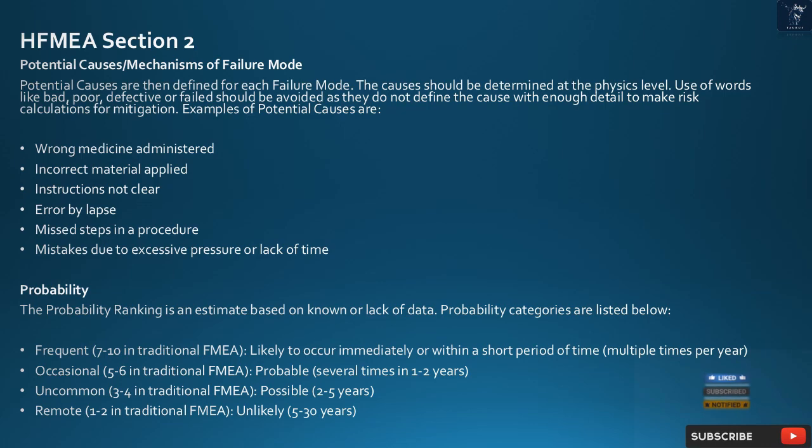Probability. The probability ranking is an estimate based on known or lack of data. Probability categories are listed below. Frequent, 7 to 10 in traditional FMEA, likely to occur immediately or within a short period of time, multiple times per year. Occasional, 5 to 6 in traditional FMEA, probable, several times in 1 to 2 years. Uncommon, 3 to 4 in traditional FMEA, possible, 2 to 5 years. Remote, 1 to 2 in traditional FMEA, unlikely, 5 to 30 years.